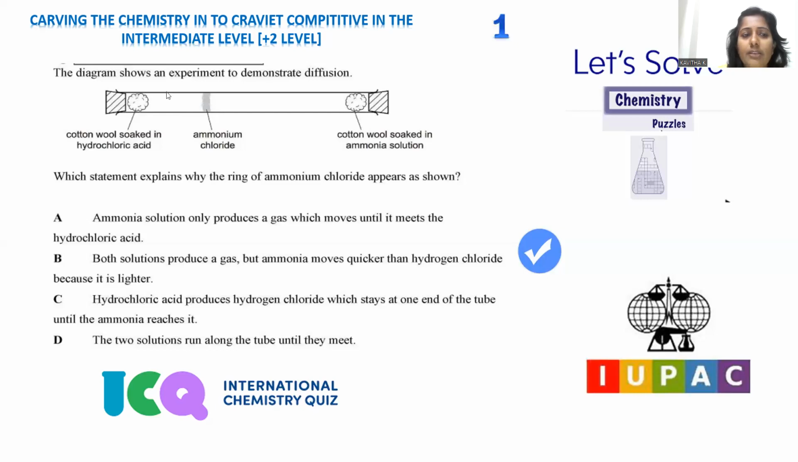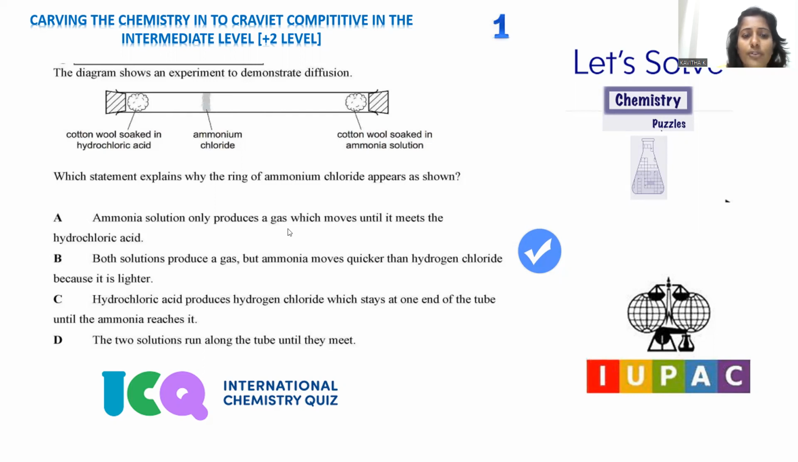In general, whenever two reactants are treated, you would expect the product at the middle position, right? Rather, it is generated somewhat near to the hydrochloric acid and away from the ammonia solution. The ring that is generated belongs to the product, ammonium chloride.